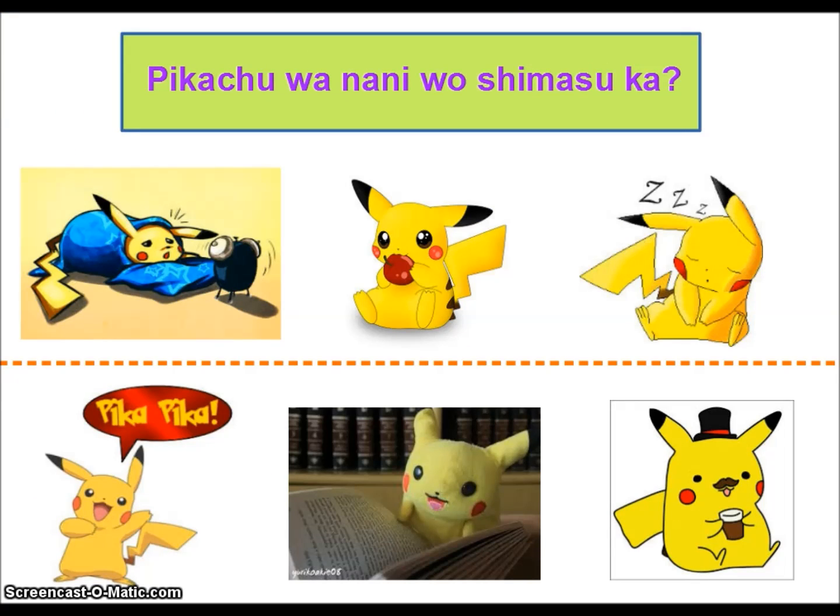Pikachu wa nani o shimasu ka? What is Pikachu doing? On the top here, we have 3 images of Pikachu doing something that in Japanese is a ru verb. And on the bottom, we have 3 images of Pikachu doing something that is an u verb. So let's start with the ru verbs because they're easier. Recall that how to conjugate a ru verb is you drop the ru, add mas. So the first picture is what?